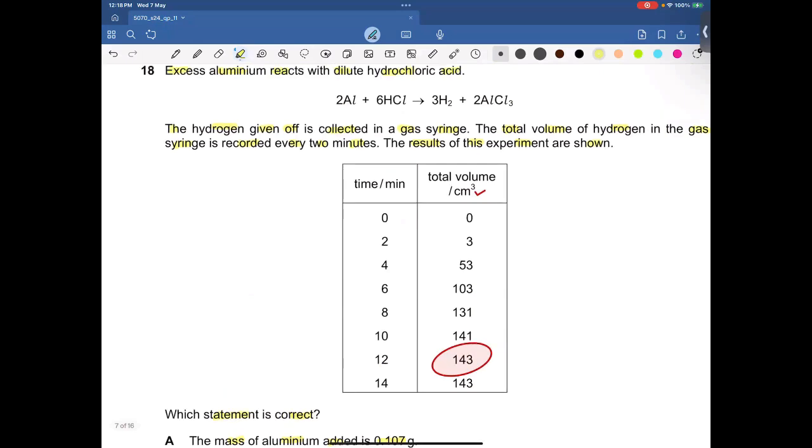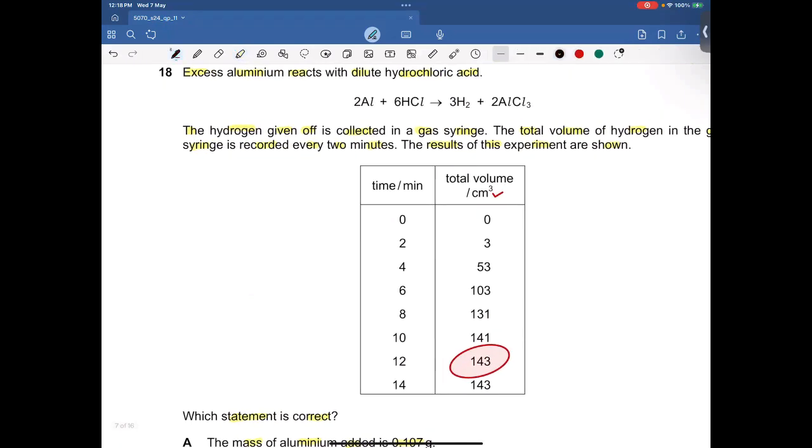Okay, let me find out whether this statement is correct or not. First we determine the moles of hydrogen gas. We have 143, divide it by 24,000 cm³, because this reaction is happening at room temperature. So 143 divided by 24,000 is going to be 5.95 times 10 to the power minus 3 moles.